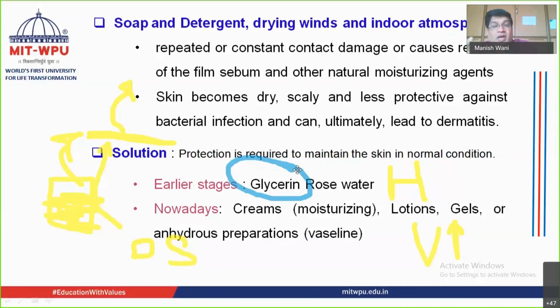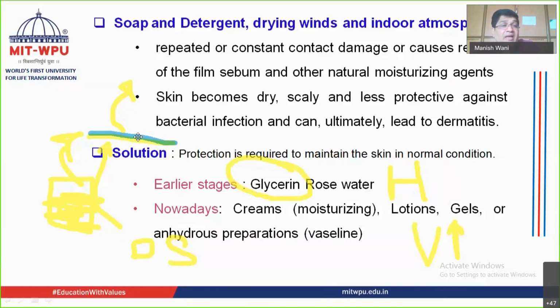Nowadays, glycerin and rose water are replaced with creams, that is the moisturizing creams. You have lotions, that is moisturizing lotions. You have moisturizing gels, or you also have anhydrous preparations, something like Vaseline, etc. That also can be used in order to moisturize your skin. How does Vaseline act? Vaseline acts by formation of a layer.